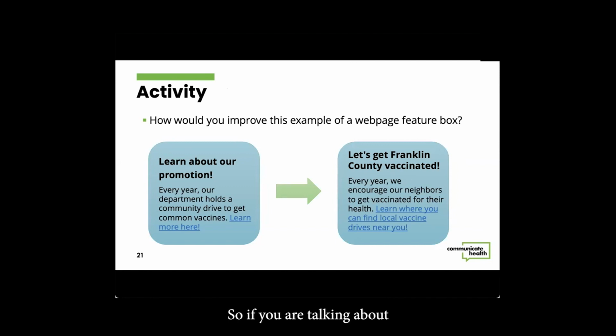So if you are talking about vaccines, likely that is a keyword or search term that people are using to get to your content. So actually putting that in the header and being specific. So instead of learning about our promotion, making it more action oriented and specific. Let's get Franklin County vaccinated. And then having a more descriptive link title. So instead of learn more here, learn where you can find local vaccine drives near you.